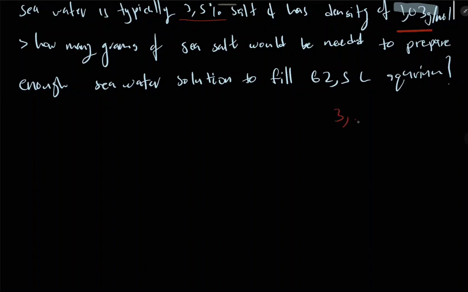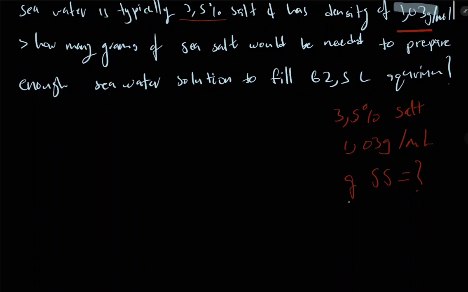It has 3.5 of salt. It also has a density of 1.03 grams per milliliter. I made a mistake there. Okay, this is what we have. So how many grams of sea salt will be needed? They want grams of sea salt.